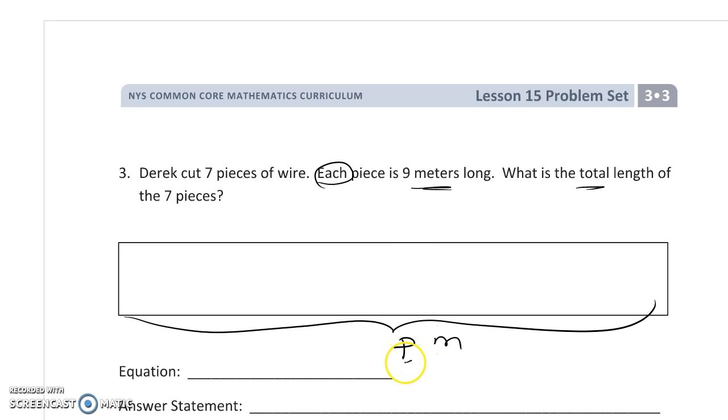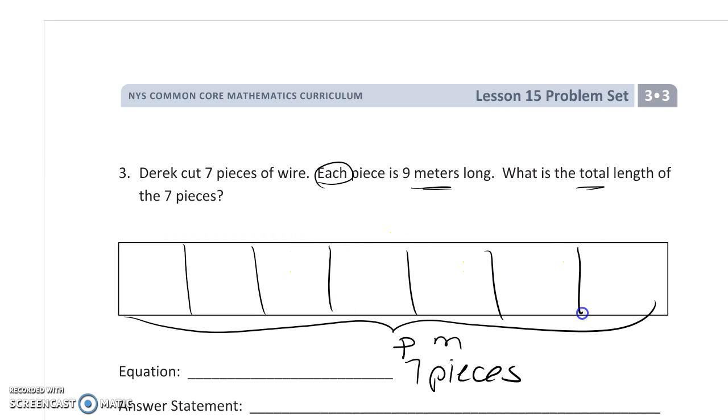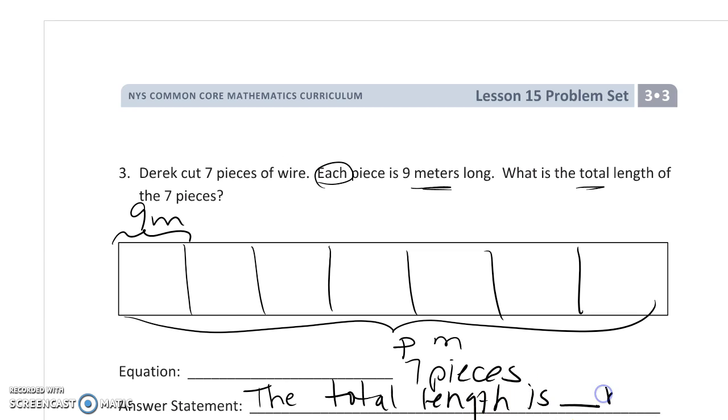We have 7 pieces, so that's our groups. 1, 2, 3, 4, 5, 6. And then each is 9 meters. So what is the total length of the 7 pieces? The total length is blank meters. So this is a multiplication problem. We have 7 pieces times 9 equals P.